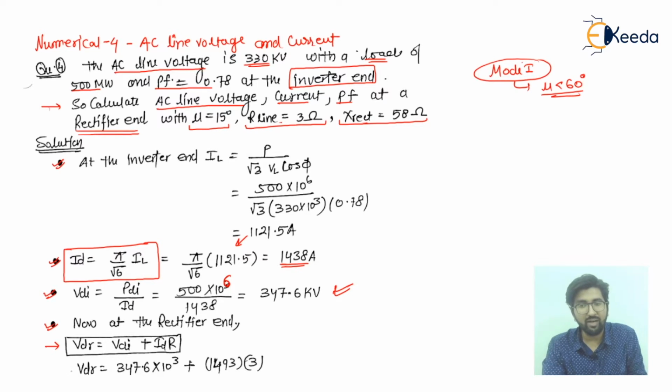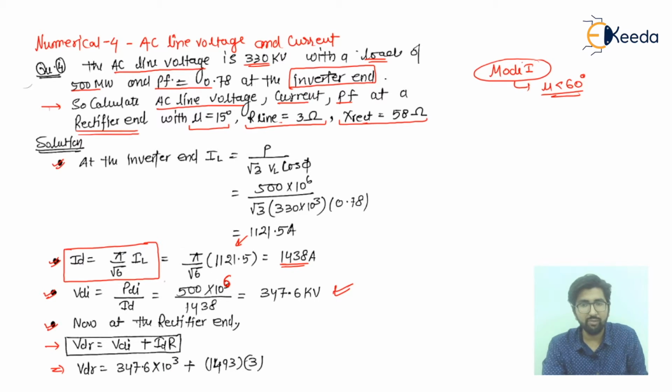So VDR, the rectifier side voltage, VDI you have already found, that is 347.6 kilovolt. Just put the value, with 10 raised to power 3 here, and then ID into R.